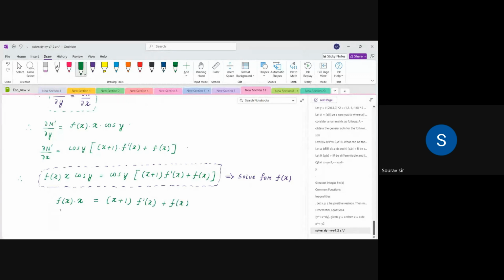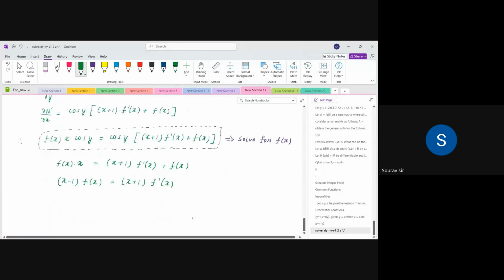right? So that means (x minus 1) into f(x) is (x plus 1) into f dash x. So I can write this as (x minus 1) by (x plus 1) is equal to f dash x by f(x), right? And we can integrate both sides.